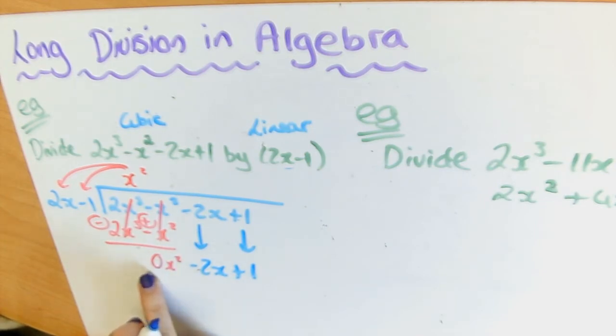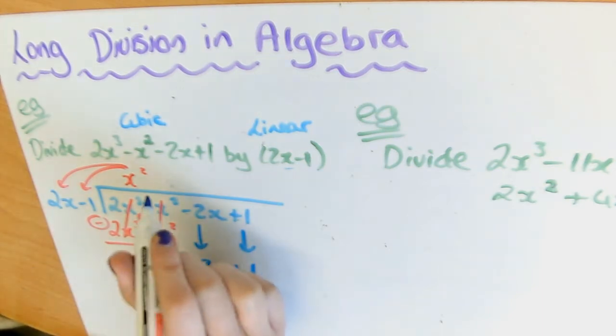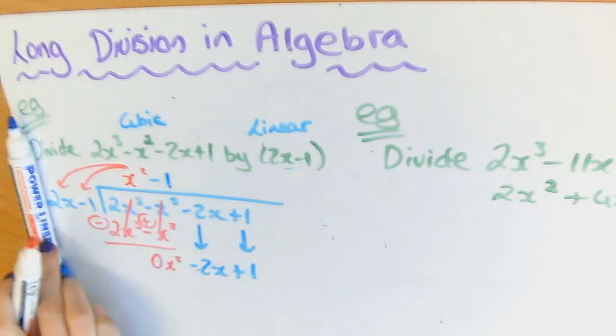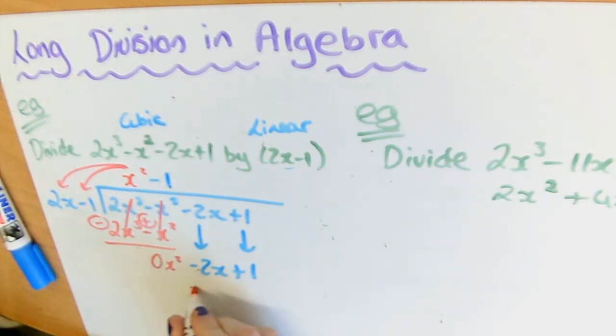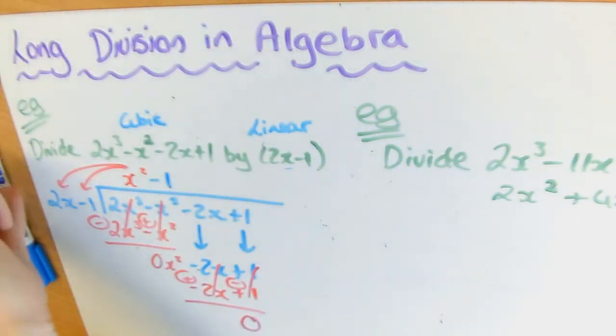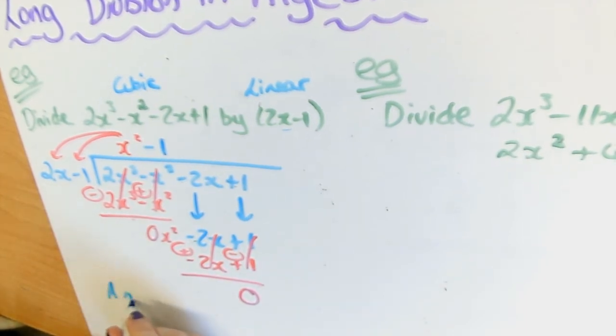Now I'm not going to consider the 0, I'm going to consider the minus 2x. So what do I multiply 2x by to get minus 2x? Minus 1. So minus 1 by 2x gives me minus 2x. Minus 1 by minus 1 gives me plus 1. I underline, I change my signs, and they both cancel to give me 0, which I know now is right because I have no remainder. So I know my answer at the end of all this is just x squared minus 1.